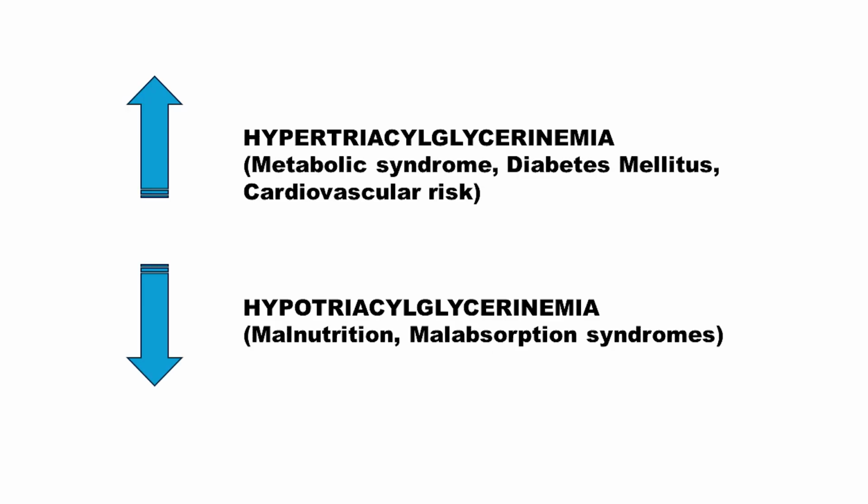So the results can be interpreted as follows: hypertriacylglycerinemia, normotriacylglycerinemia, hypotriacylglycerinemia. Hypertriacylglycerinemia, high results, often indicate metabolic syndrome, diabetes mellitus, and cardiovascular risk. Normotriacylglycerinemia indicates normal value. Hypotriacylglycerinemia, low results, often points to malnutrition and malabsorption syndromes.